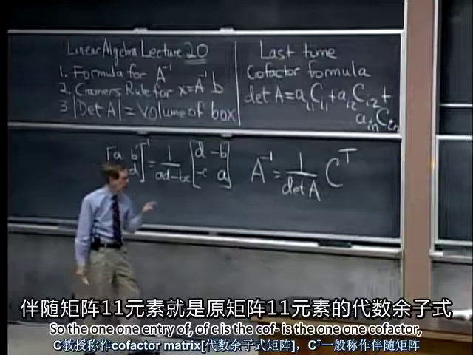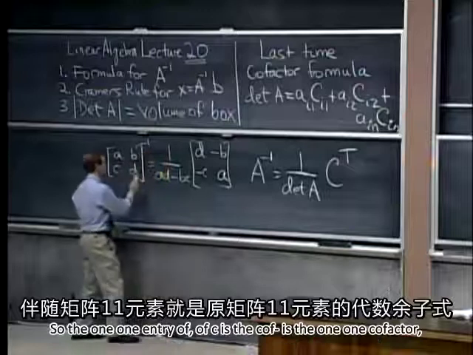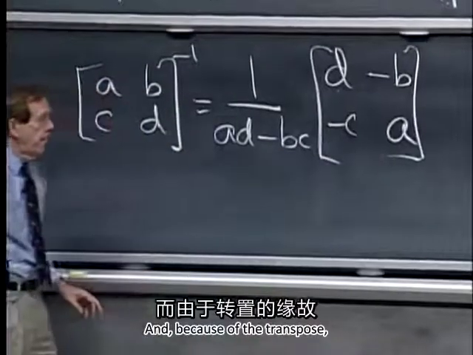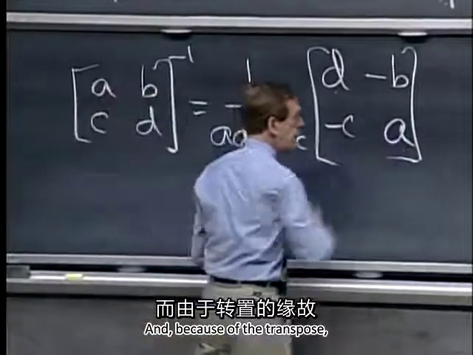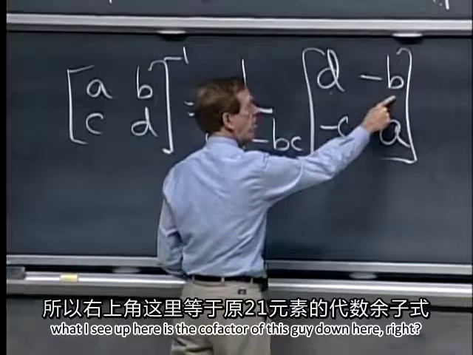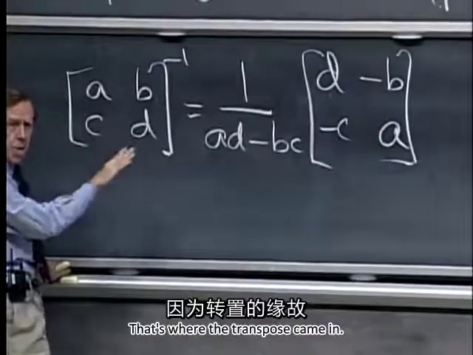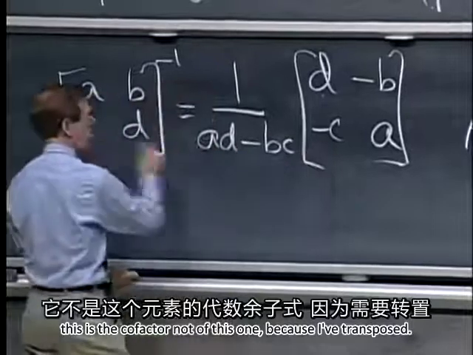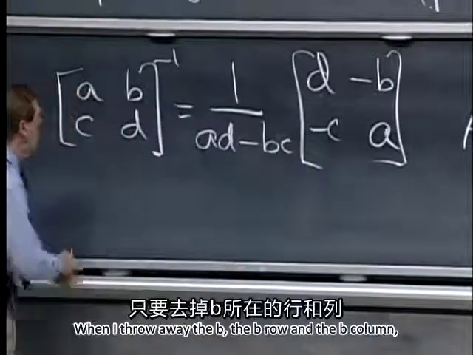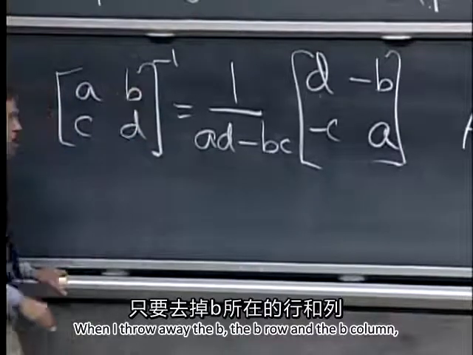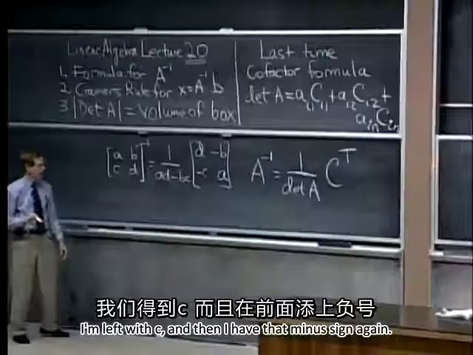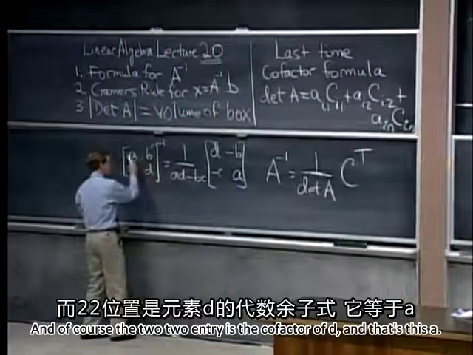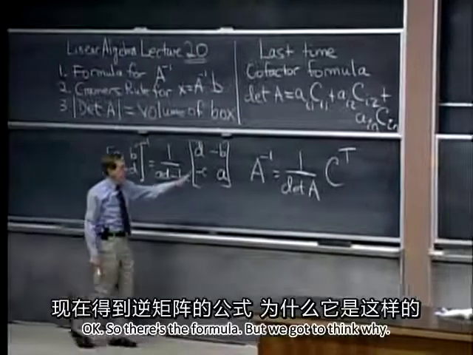So the 1, 1 entry of C is the 1, 1 cofactor, the thing that we get by throwing away row and column 1. It's the D. And because of the transpose, what I see up here is the cofactor of this guy down here, right? That's where the transpose came in. This is the cofactor not of this one, because I've transposed. This is the cofactor of the B. When I throw away the B row and the B column, I'm left with C, and then I have that minus sign again. And, of course, the 2, 2 entry is the cofactor of D, and that's this A. Okay. So there's the formula.